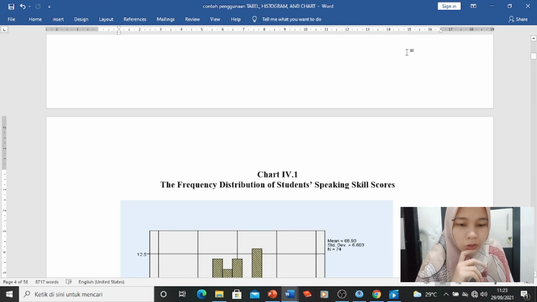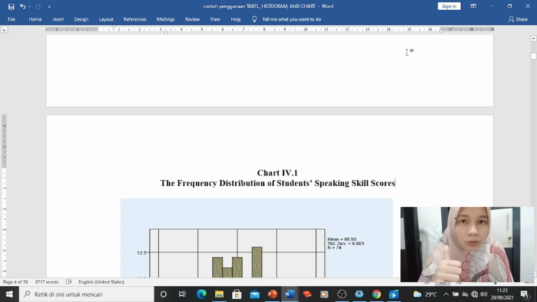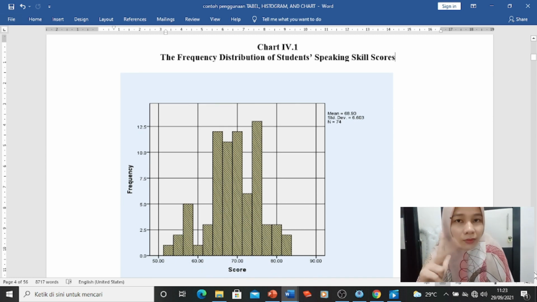And what else do you need to do? After you got the title, the name of the chart, and then you tell the audience about the information in your chart, the last thing is maybe you can have a conclusion. So number 3 is please have a conclusion for your chart. What can you conclude from the chart?